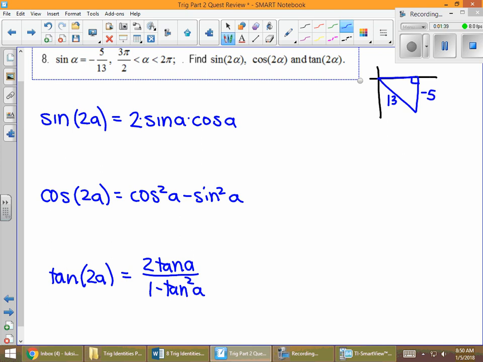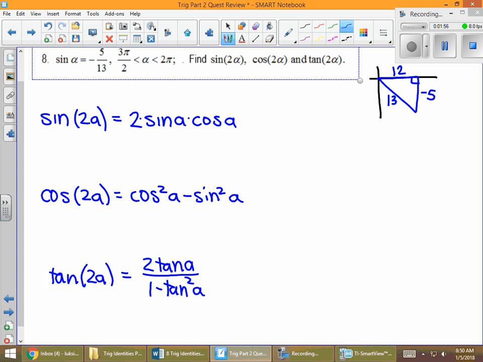If you need to pause and do the Pythagorean theorem, you're more than welcome. This is a special right triangle. It's a 5, 12, 13. You do want to be careful about your negatives here. Your 5 is negative. Your 12 is positive because we're going to the right of the origin.